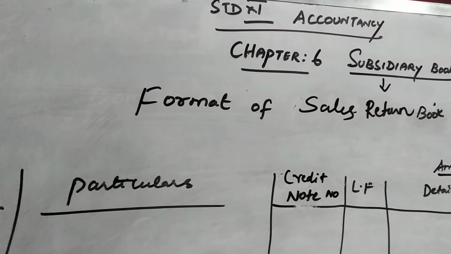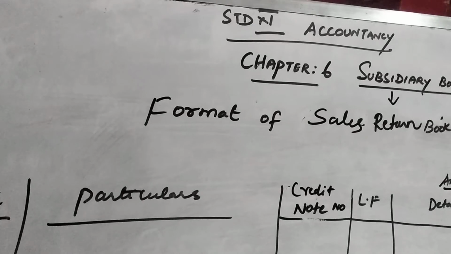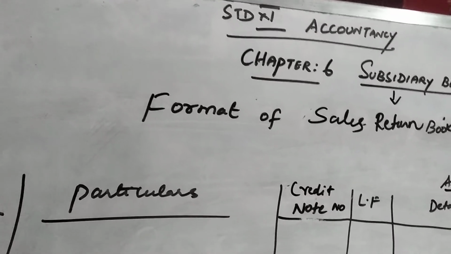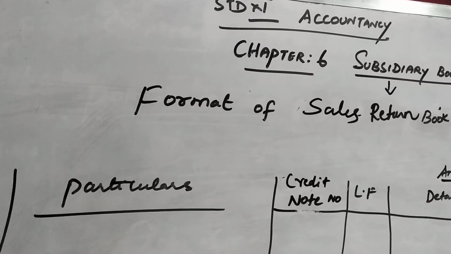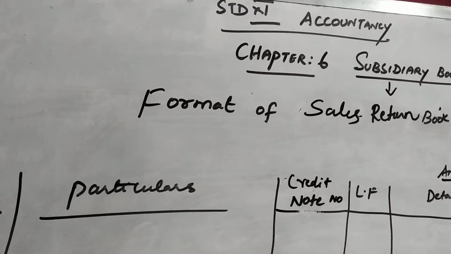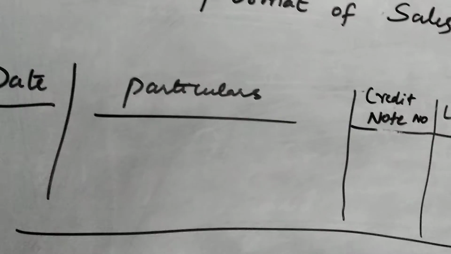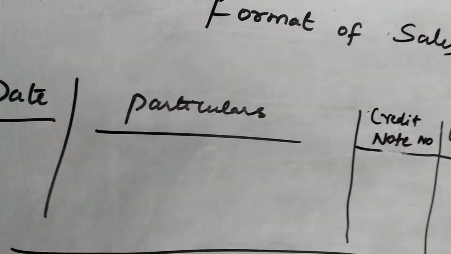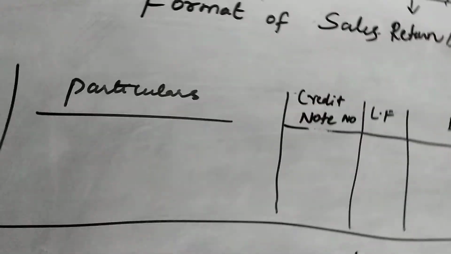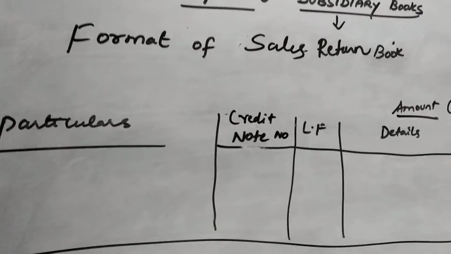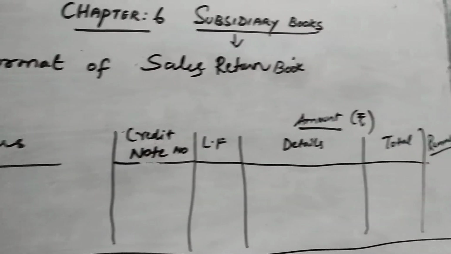The next one will be the format of sales return book. So now our customers are returning the goods back to us. So we will be recording that in the sales return book. So date, particulars. Instead of debit note, here you have credit note number. Then ledger folio number, amount, details, total, and the last one is remarks.